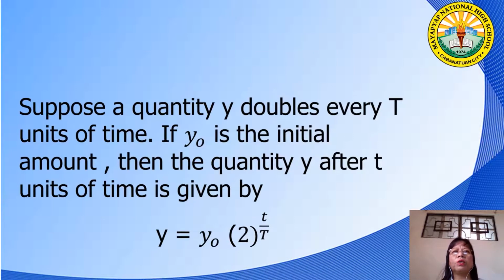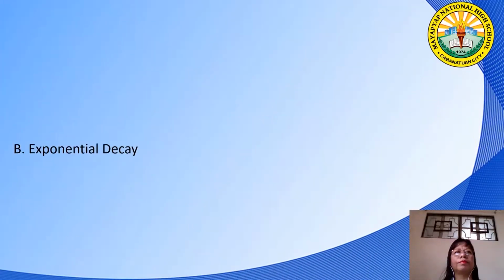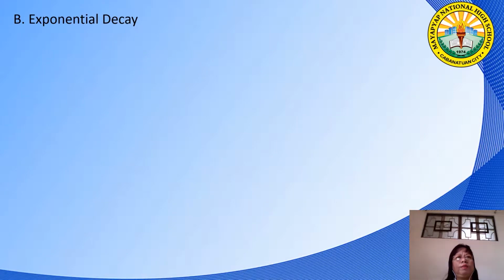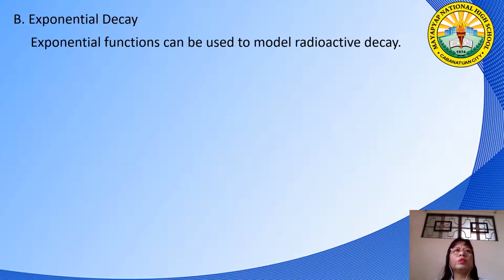Suppose a quantity y doubles every T units of time. If y sub 0 is the initial amount, then the quantity y after t units of time is given by y equals y sub 0 multiplied by 2 raised to t over T. For exponential decay, an exponential function can be used to model radioactive decay.